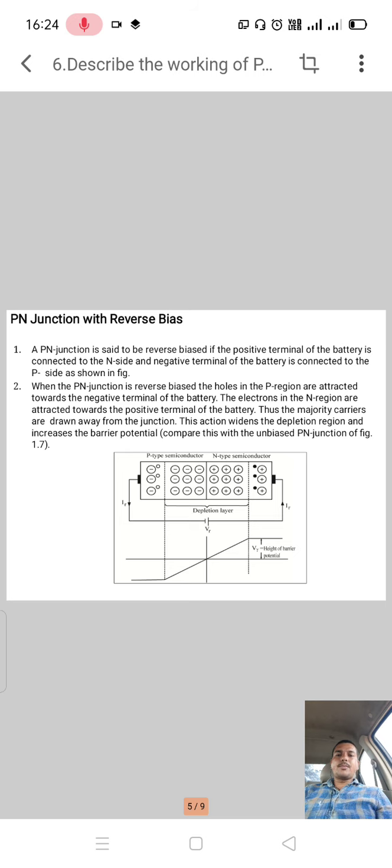Now when the PN junction is reverse biased, the holes in the P region are attracted towards the negative terminal of the battery. Similarly, the electrons in the N region are attracted towards the positive terminal of the battery. Thus, the majority carriers are drawn away from the junction. This action widens the depletion region and increases the barrier potential.